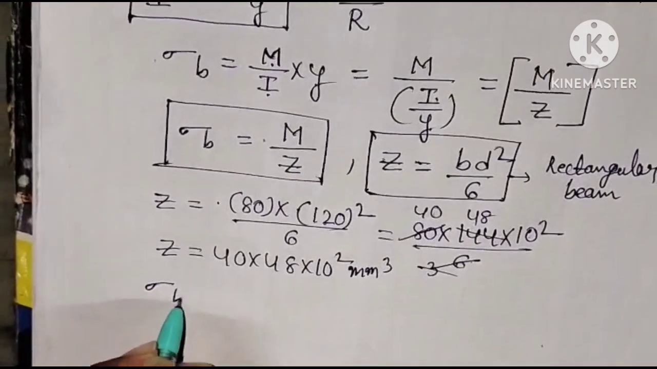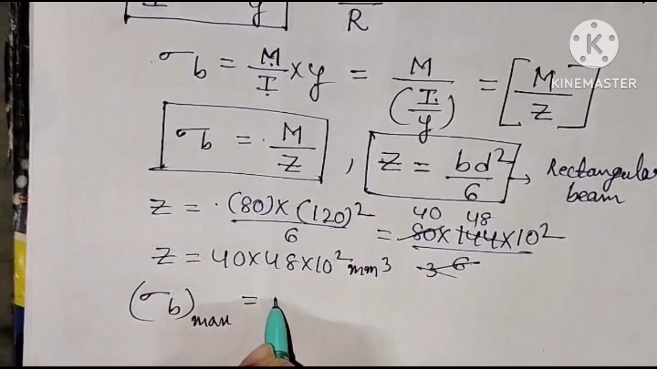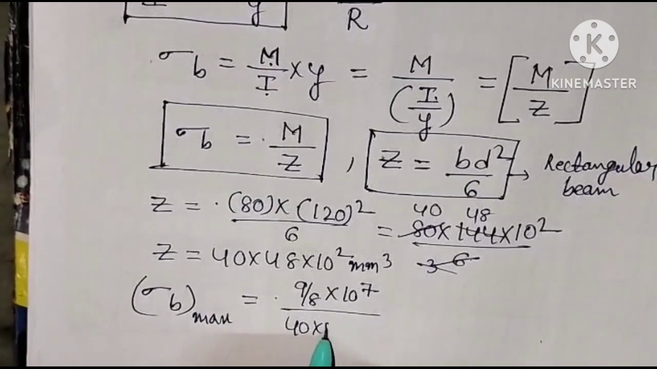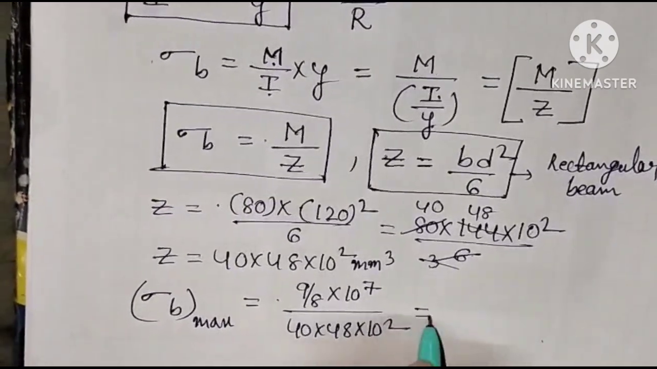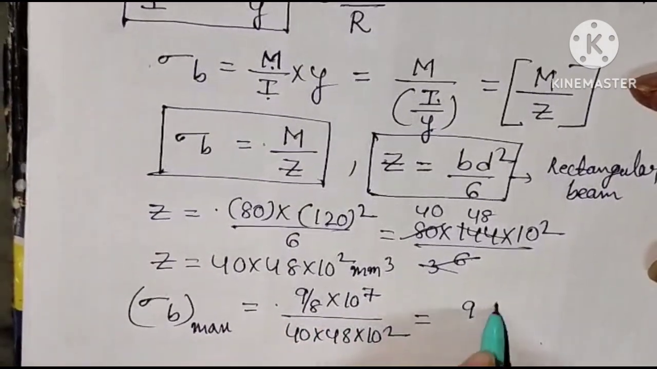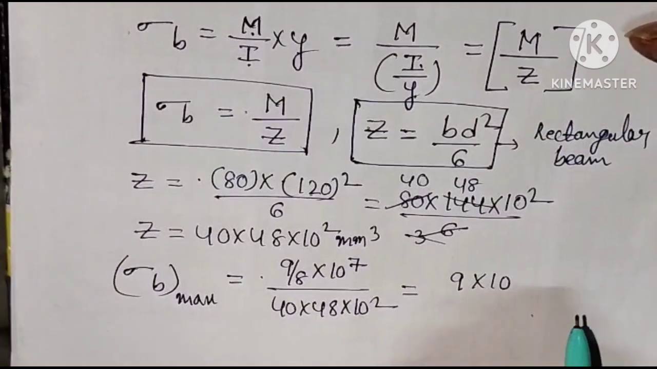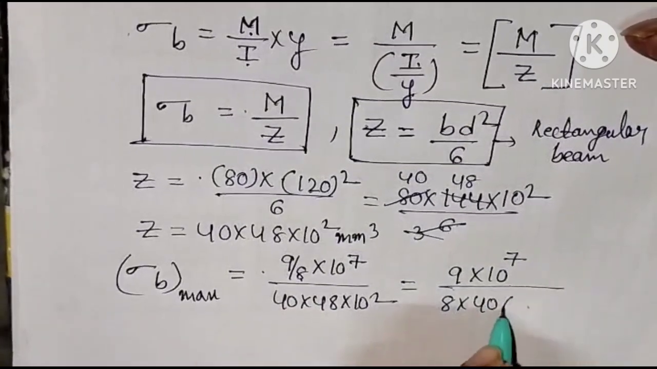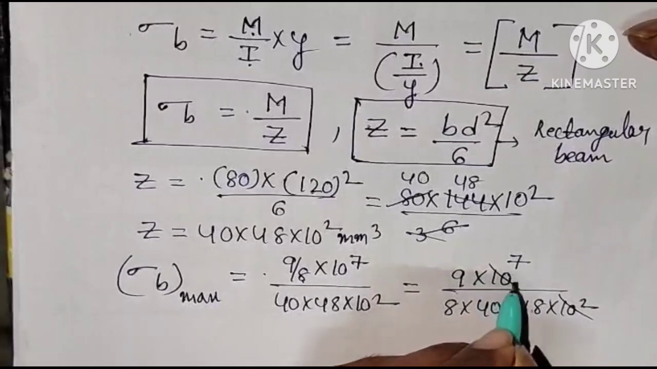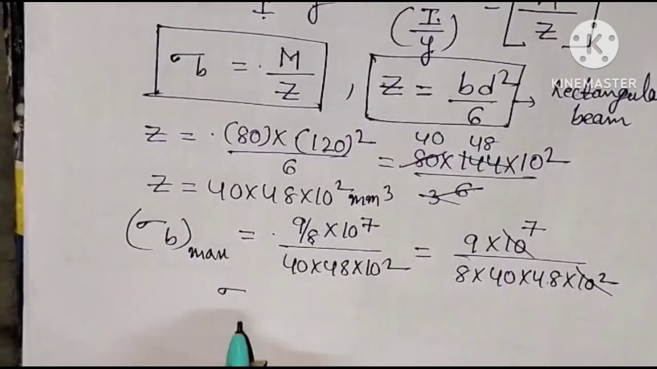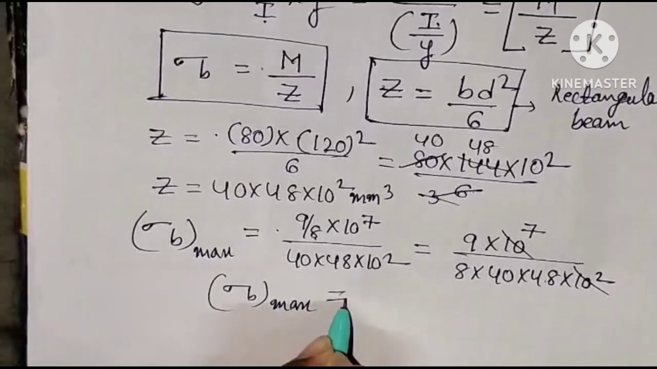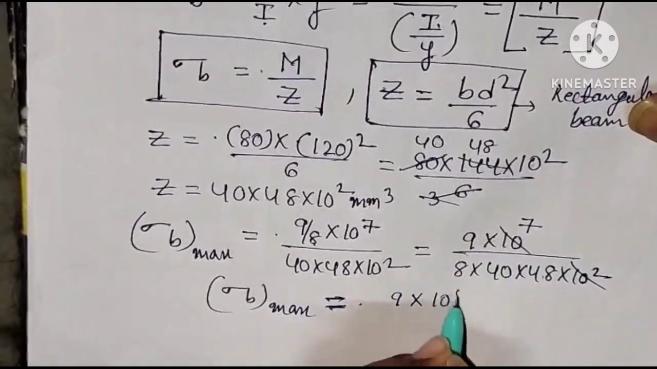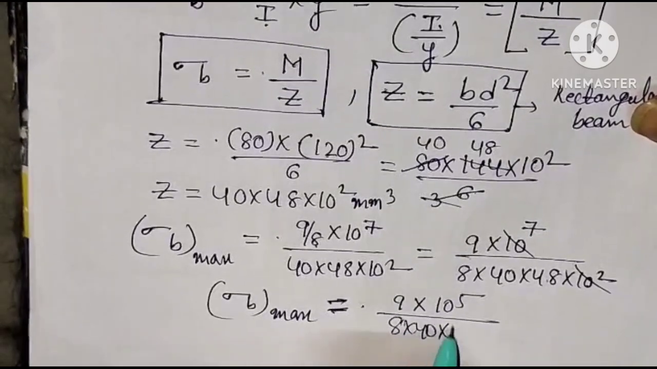Now bending stress sigma B is equal to maximum bending stress, which is M, 9 by 8 into 10 power 7, divided by Z, 40 into 48 into 10 square. So 9 into 10 power 7 by 8 into 40 into 48 into 10 square. Here 10 square and 10 square can cancel, and the remaining sigma B maximum is equal to 9 into 10 power 5 by 8 into 40 into 48.